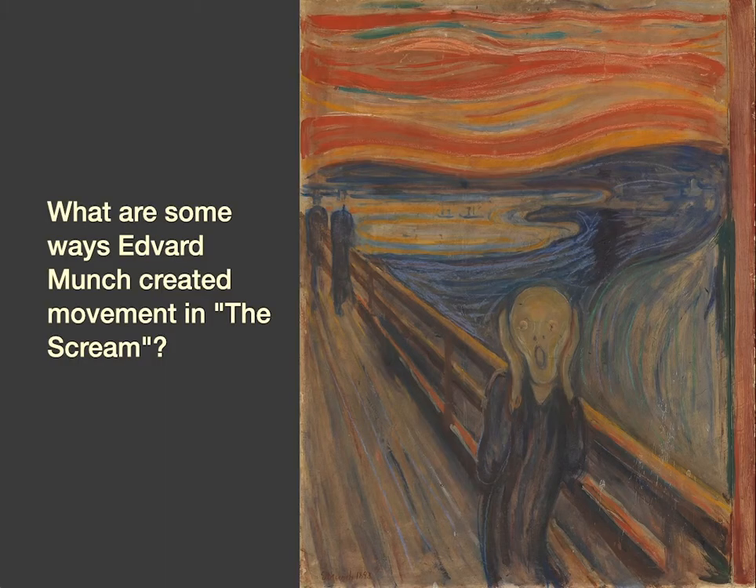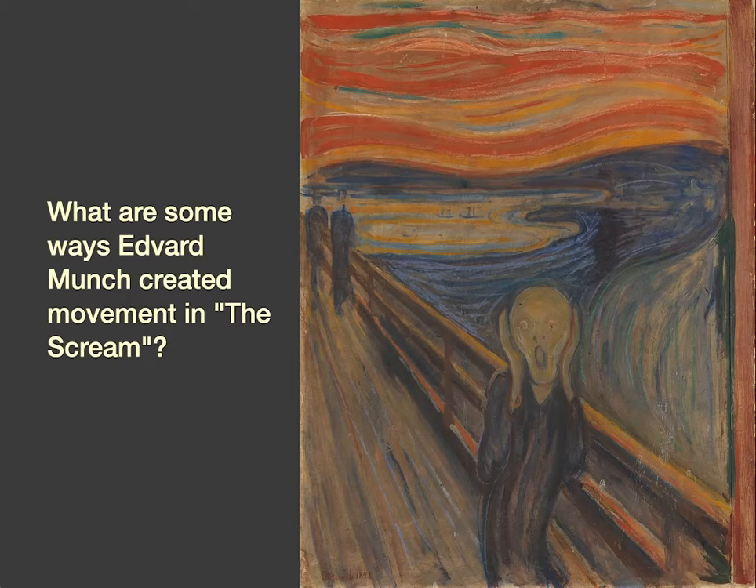Here's a painting hopefully most of you are familiar with. It's Edvard Munch's The Scream. And Munch has used a bunch of different ways to create movement and allow our eye to cycle through this artwork. Take a few seconds to think about what you see. What do you think? How did he use movement here? Well, hopefully you can see that pretty much all of the ways we just discussed are represented here.